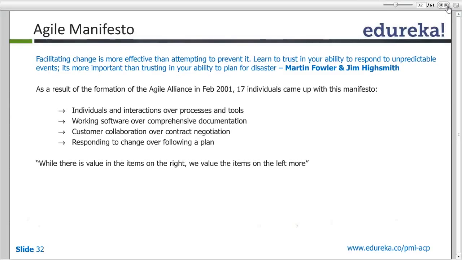So it says the items on the left have more value than the items on the right. The items on the right are the ones after the word "over." So everything before "over" has more value than the items after "over," like processes and tools, right? So the first point in the manifesto says individuals and interactions over processes and tools.